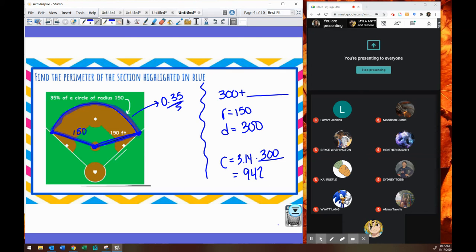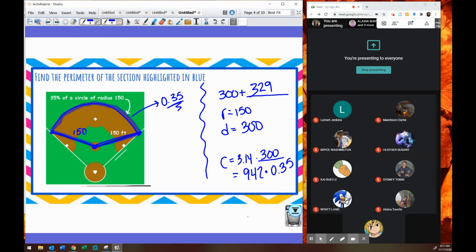And again, your last step is to just multiply it by how much of it is. How much of the circle do we have? 35%. So take your whole circumference and times it by 35%. 942 times 0.35. You should get 329.